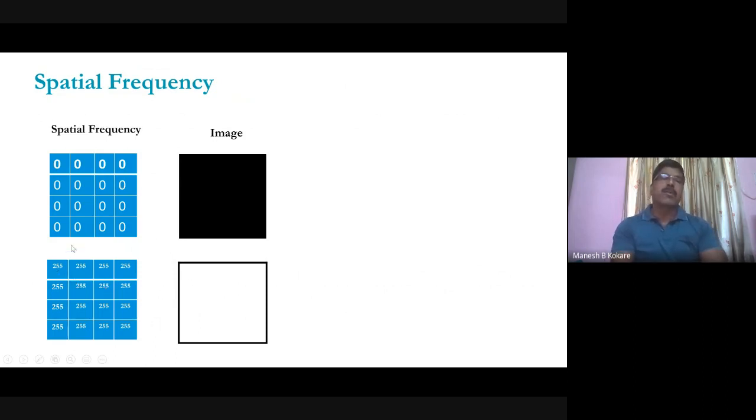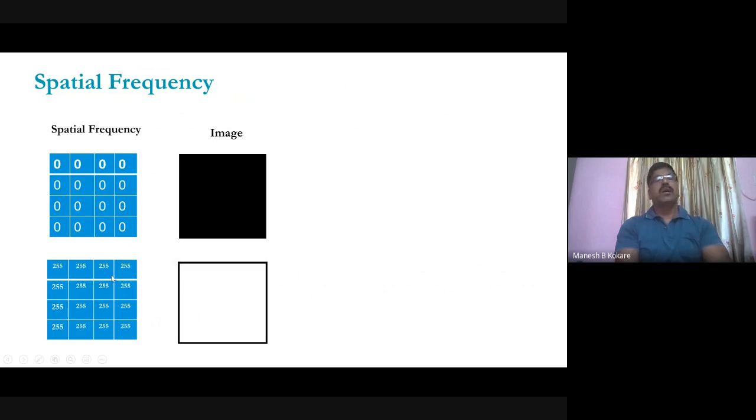Again, the rate of change of pixel intensity. See, 250 pi minus 250 pi is 0. Again, 250 pi minus 250 pi is 0. Wherever you go, whether you scan from left to right or top to bottom, you will find the rate of change of pixel intensity is 0. So this image is also a low spatial frequency image, right?